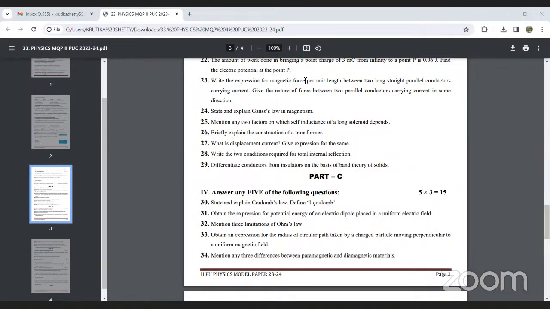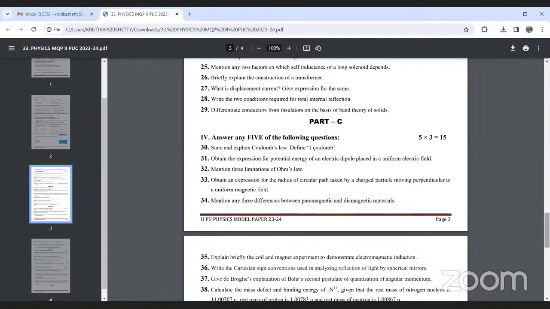Okay. So we will discuss a few questions in the 3 marks. Then we will stop it and tomorrow we will go for a few more questions on 3 marks. So let us complete 5 questions from this.